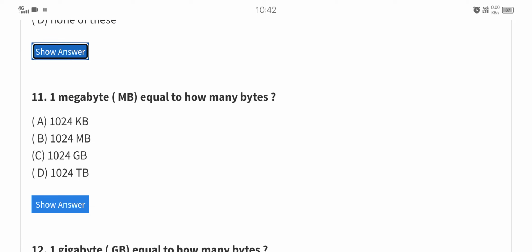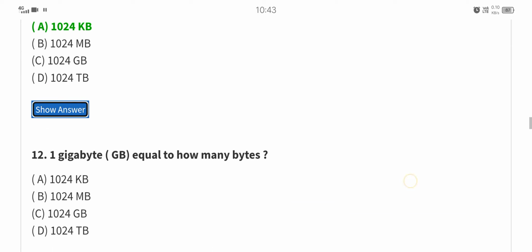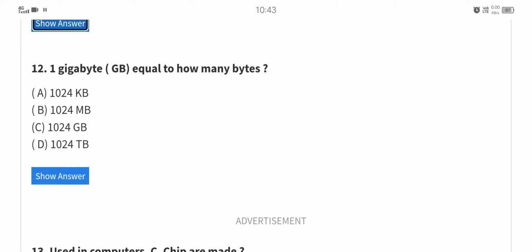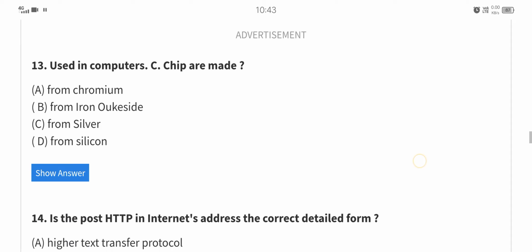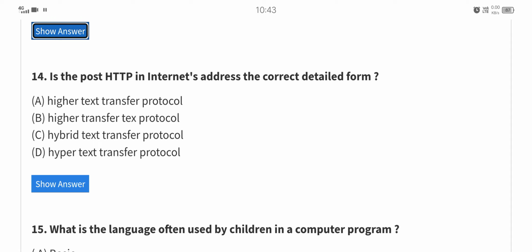1 megabyte equal to how many kilobytes? 1024 kilobytes, KB. 1 gigabyte यानी 1 GB equal to how many megabytes? 1024 megabytes. The answer, option number B, is the right answer. Used in computers, chips are made from silicon. Is the HTTP in an internet address the correct abbreviation of hypertext transfer protocol?